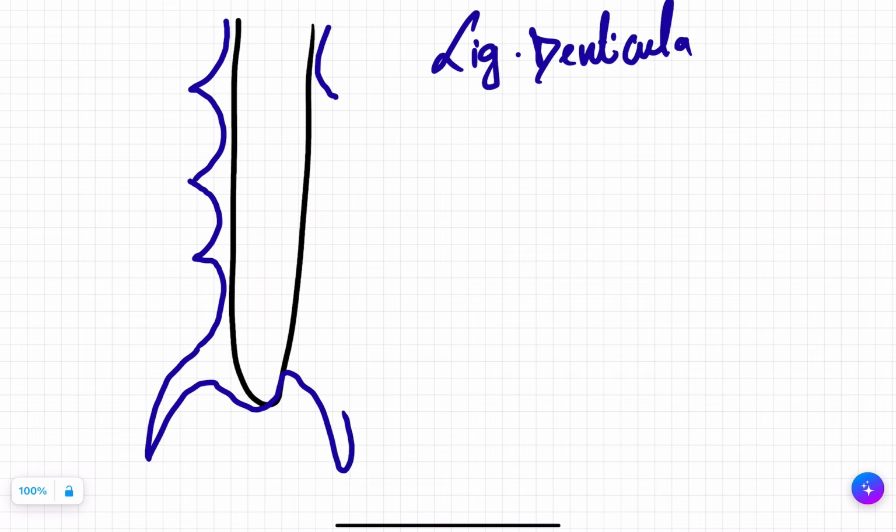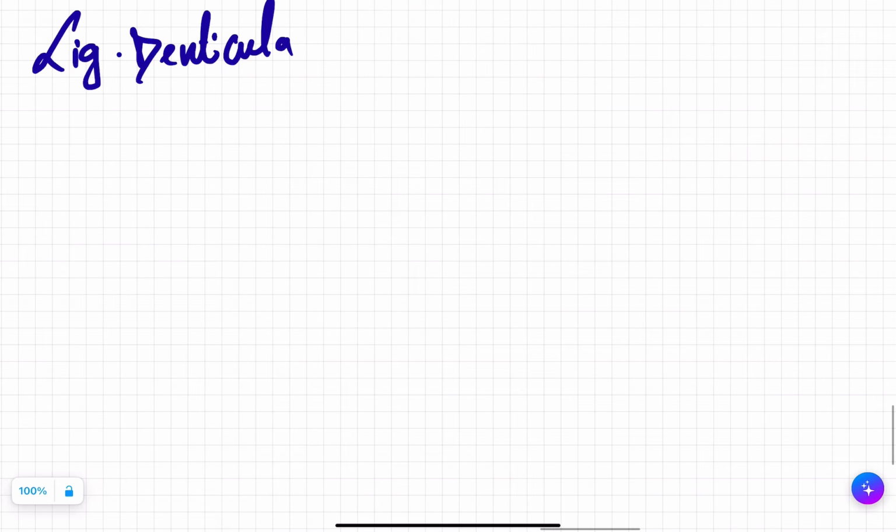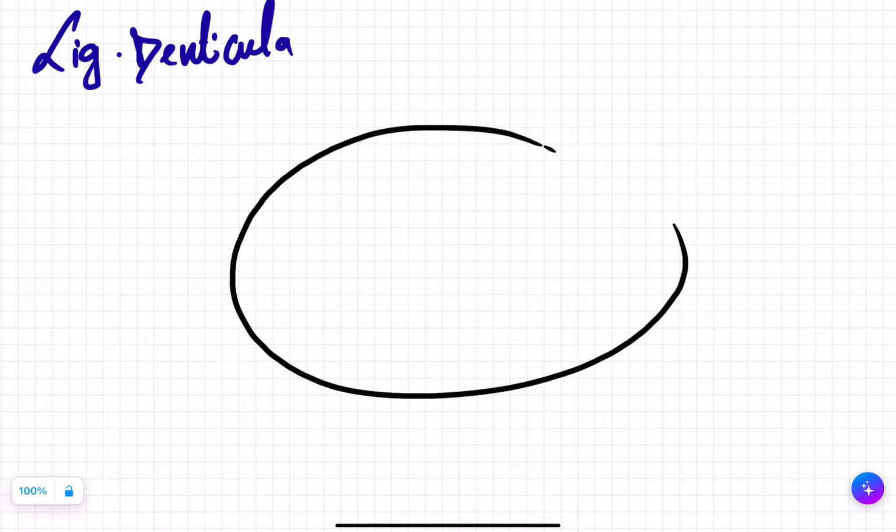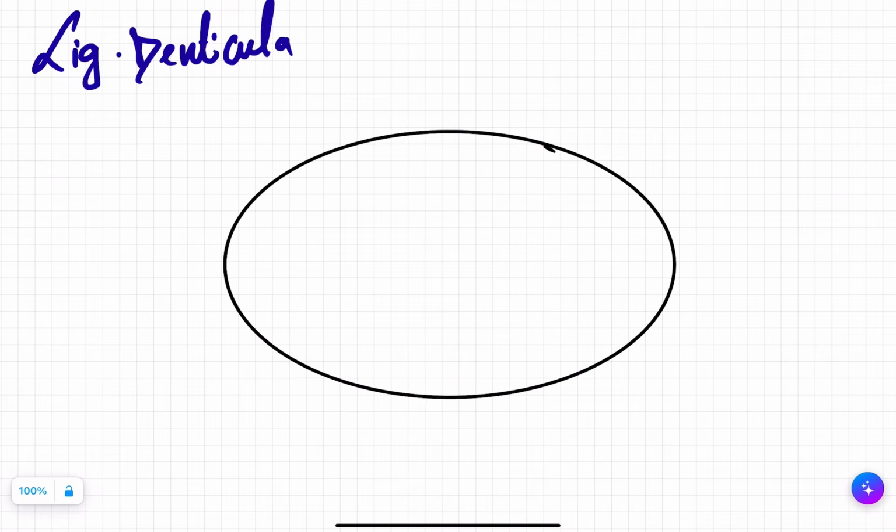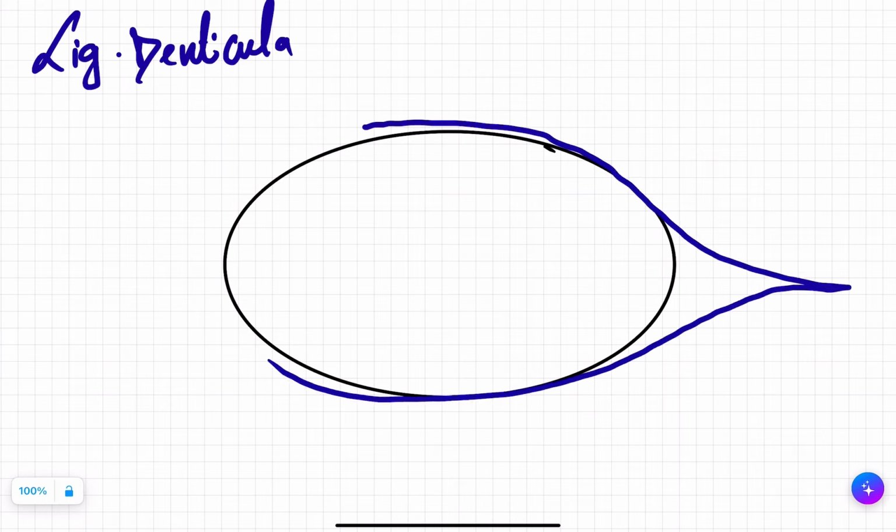In the department of your anatomy, you also have these diagrams, schemes, the phantoms, and so on. If I show you this in the transverse section, this will look somewhat like this. You will have it like this. This is going to be your ligamentum denticulatum.